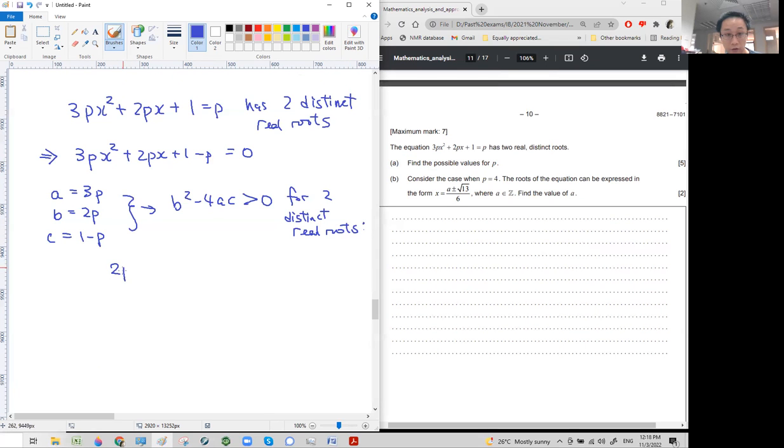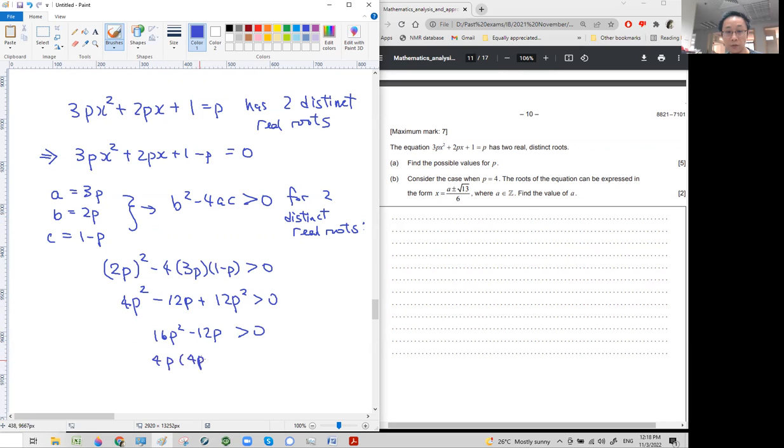As a result, we look at (2p) all squared minus 4 bracket 3p times (1 minus p) bigger than 0, and this should develop into a quadratic inequality. 12p plus 12p squared, I think, bigger than 0. 16p squared minus 12p bigger than 0. You can divide both sides by 4, but I'll just leave it here. 4p minus 3 bigger than 0.